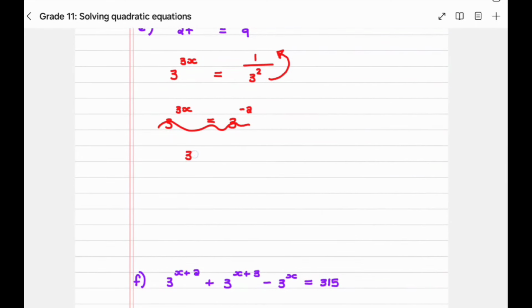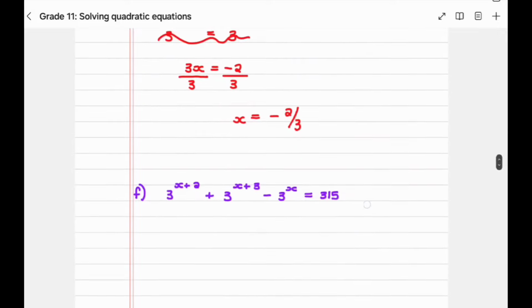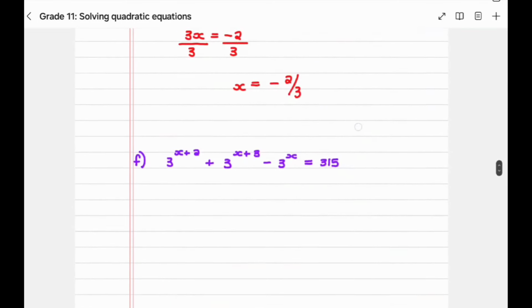Drop it like it's hard. 3x is equal to negative 2. Divide with the 3, whatever's in front of the x away. And x is equal to negative 2 over 3. Okay. So to make sure, divide by 3 does say.